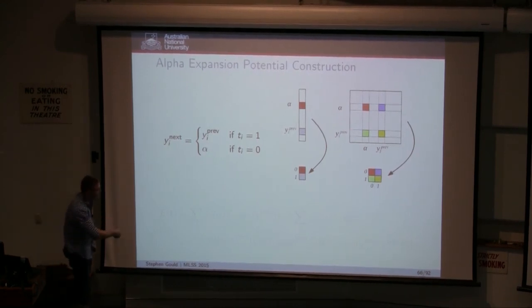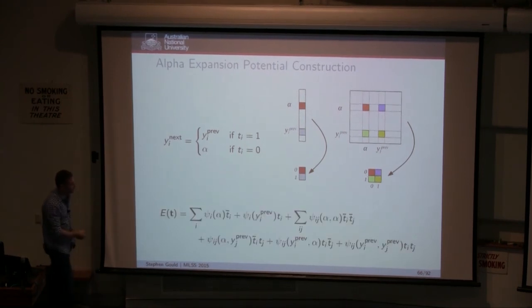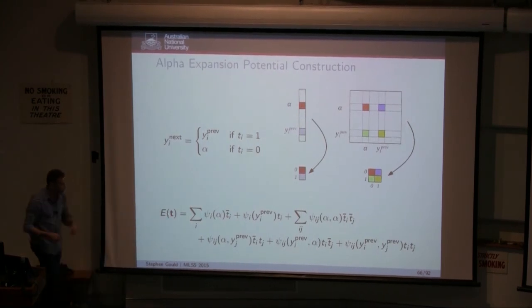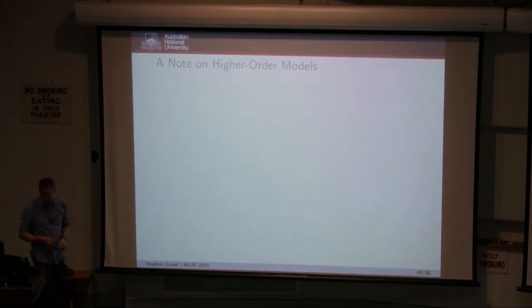And so now I have this pairwise energy function. Here are the gory details. It's defined in this way. But this is an energy function now defined over t, and so it only has unary and pairwise terms, which take binary values. I can use graph cuts to find the move. Are there any questions on alpha expansion in particular? No?